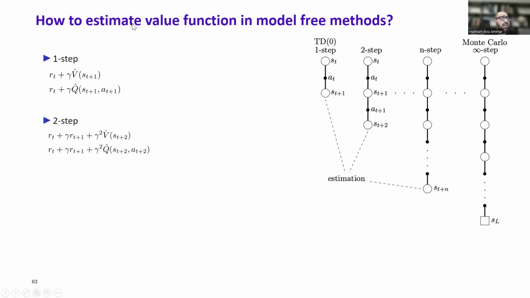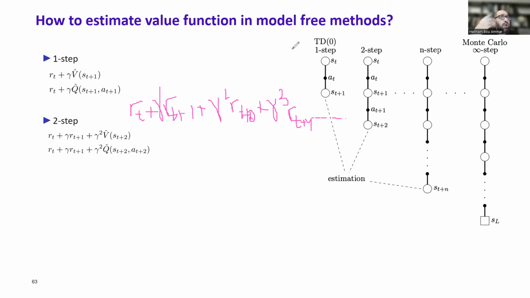Just to be clear, if things are confusing at this stage, if you remember our equation for the sum of reward, we had R_t, plus gamma R_{t+1}, plus gamma squared R_{t+2}, plus gamma cubed R_{t+3}, and so forth. This was the summation of gamma^t R_t.